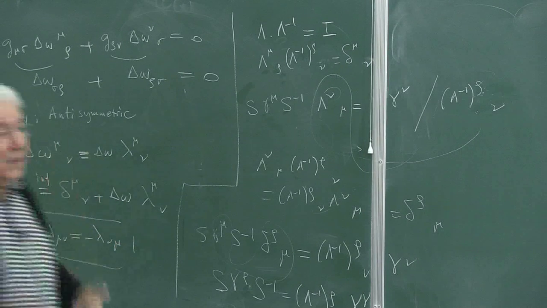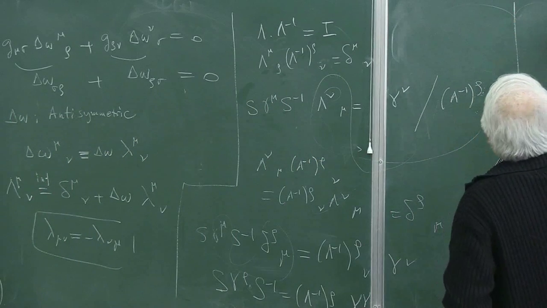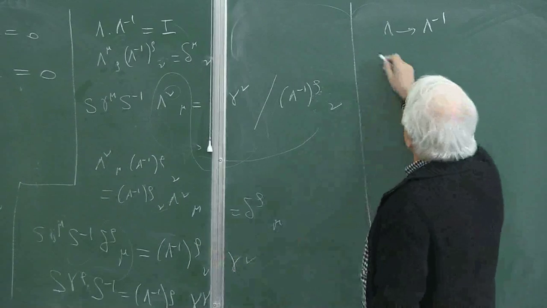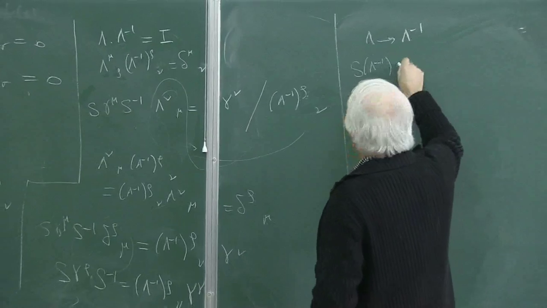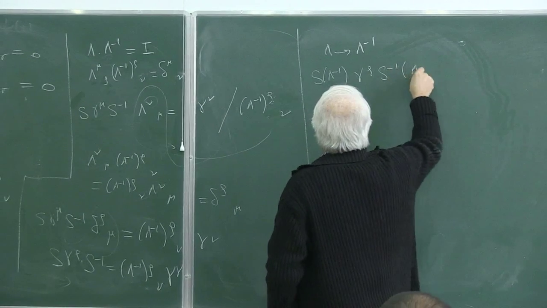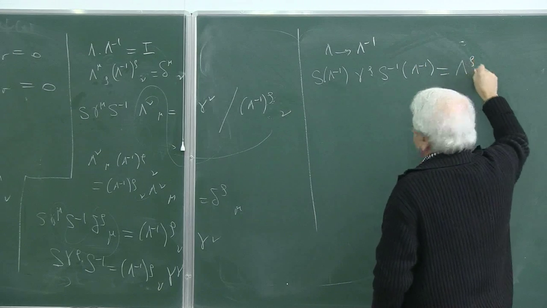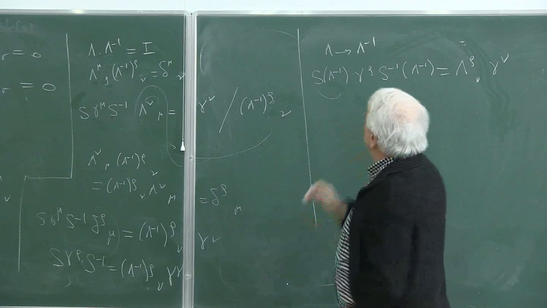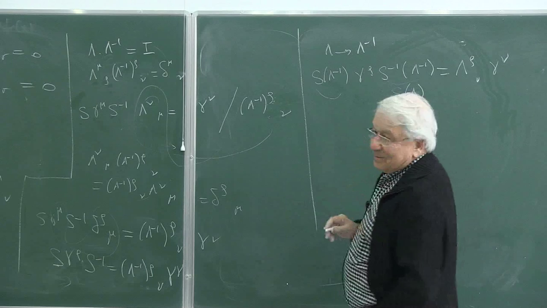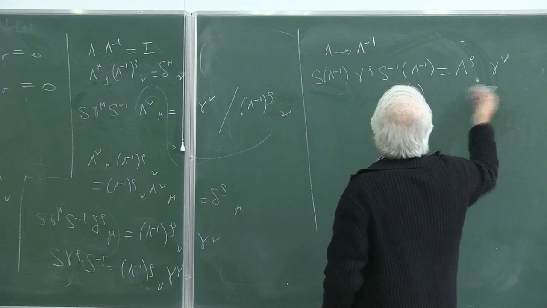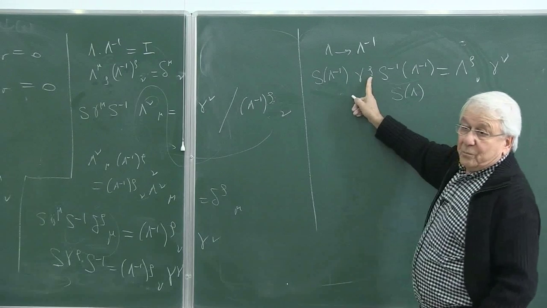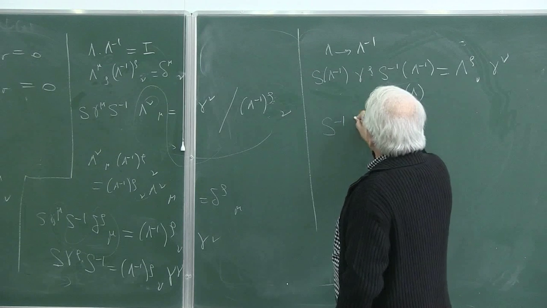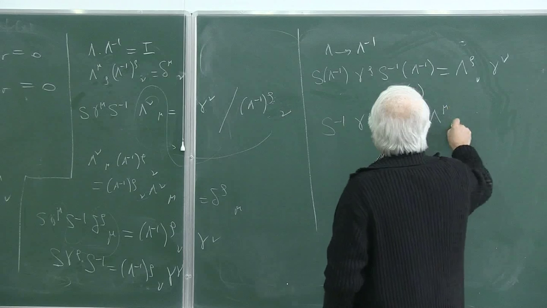If I replace lambdas with the lambda inverses, I want to rewrite that. If it is true for lambdas, it should be true for lambda inverses. So the left-hand side is S lambda inverse gamma rho S inverse of lambda inverse is equal to lambda rho nu gamma nu. What is this? This is S lambda inverse, which, if you want, you can even write as S inverse, but this one is S lambda. And right-hand side became that. Now, go back to the usual convention, change the rho to mu, and then it becomes that. S inverse gamma mu S is equal to lambda mu nu gamma nu.